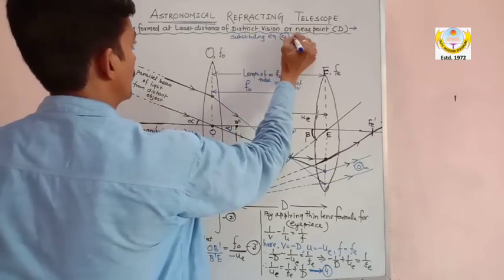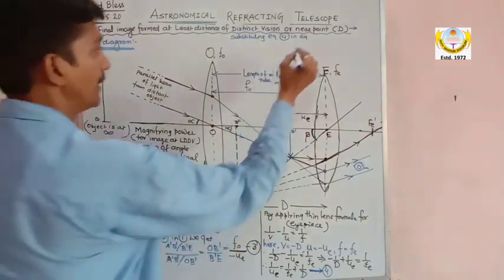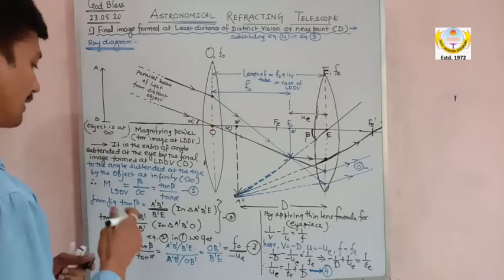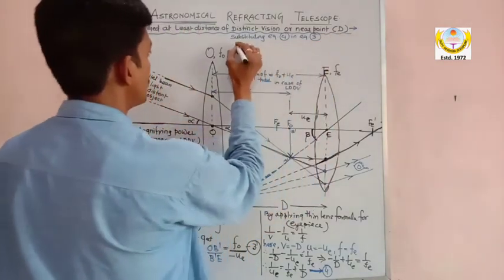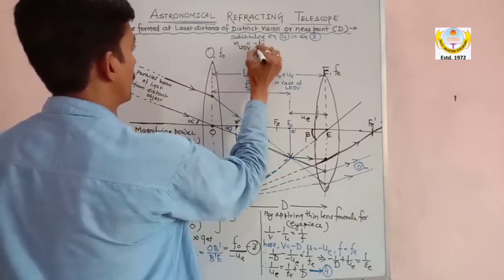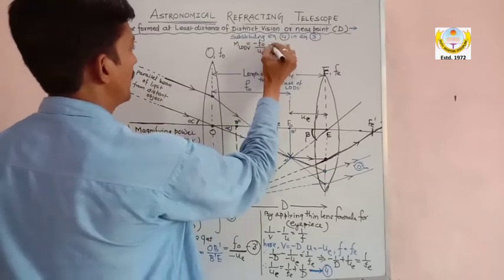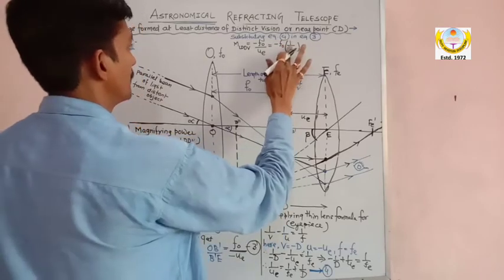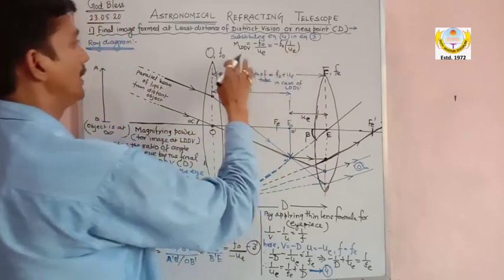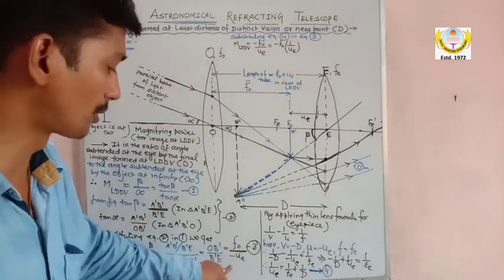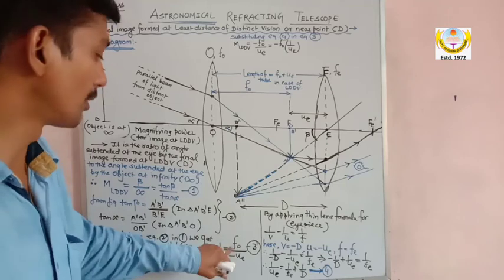Now, my dear, I will substitute equation 4 in equation 3. Everybody can see what equation 4 is and what equation 3 is. Equation 3 is magnification at LDDV is equal to minus FO upon UE. This can be written as minus FO into 1 by UE. My FO upon minus UE, right? So I can write minus FO upon UE. What's wrong in that? Minus can be written up also, no issues.